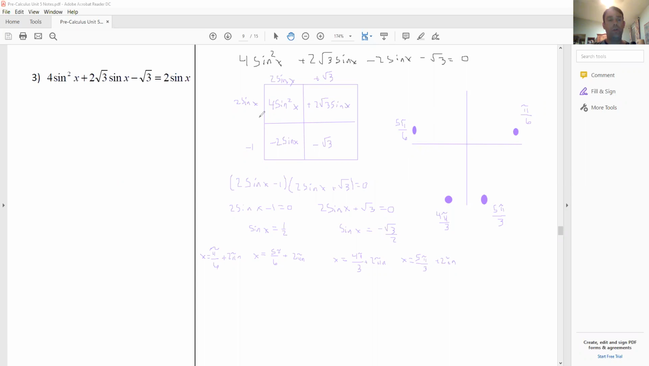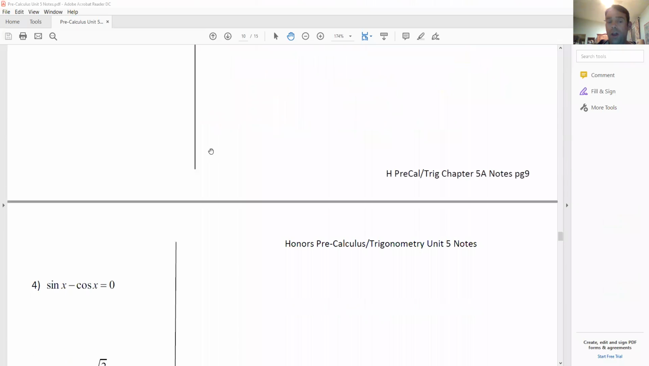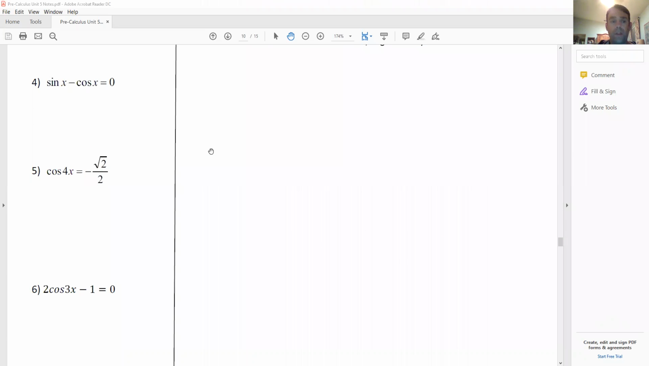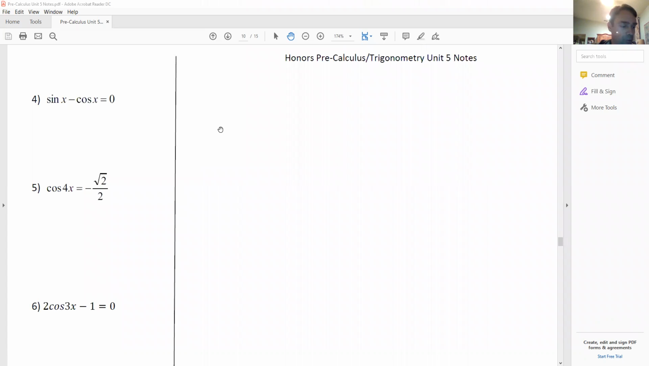So just to get a little bit more practice at some of our solving equations in general. Sometimes you want to look to turn your two functions, if you have more than two, into a different function. I want you guys to take a look at number 4 here and see what you can do with that.